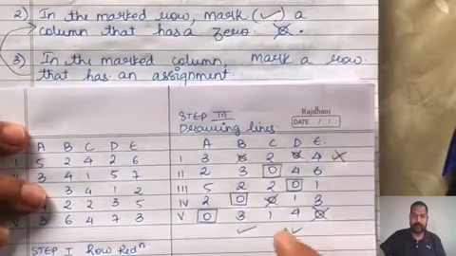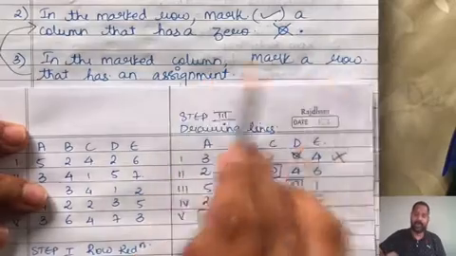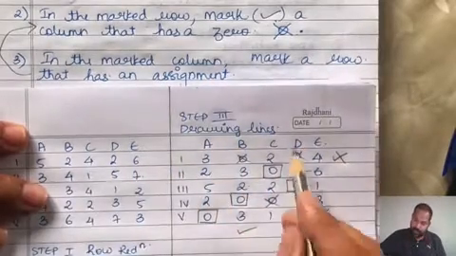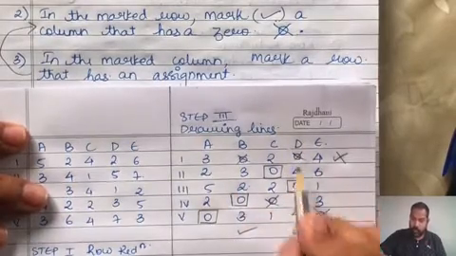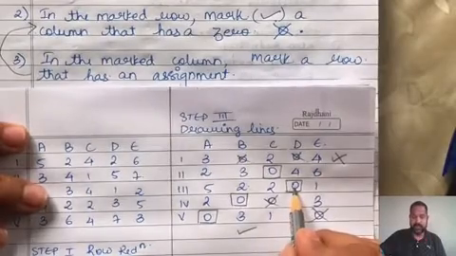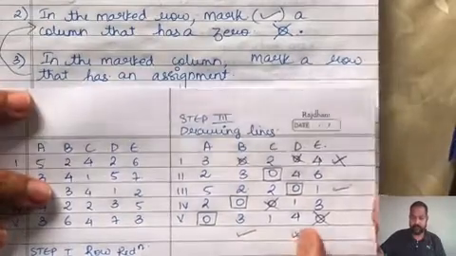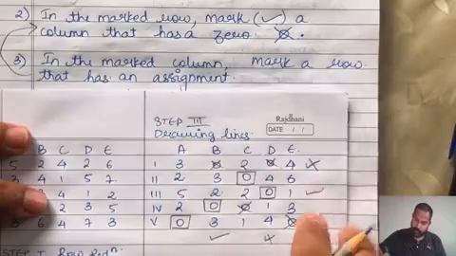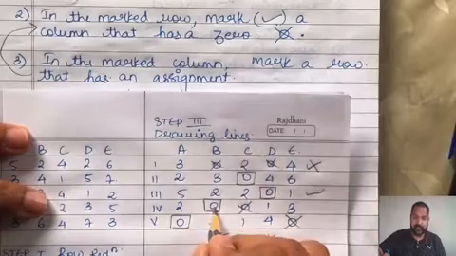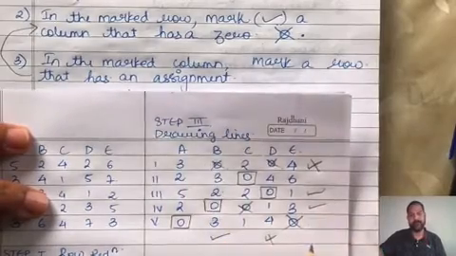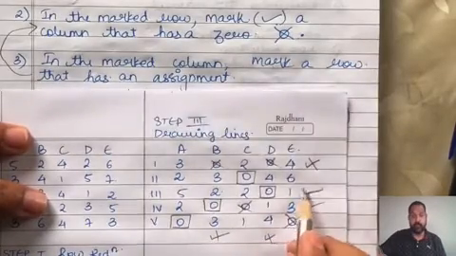Now come to the columns. In the marked column, mark a row that has an assignment. Let's do one column at a time. Well, here there is an assignment, which means I will mark this row, cancel this. In the marked column, mark a row that has an assignment. Well, this is the assignment, mark it. This is also done. Again, 2 rows marked, so I have to examine both.